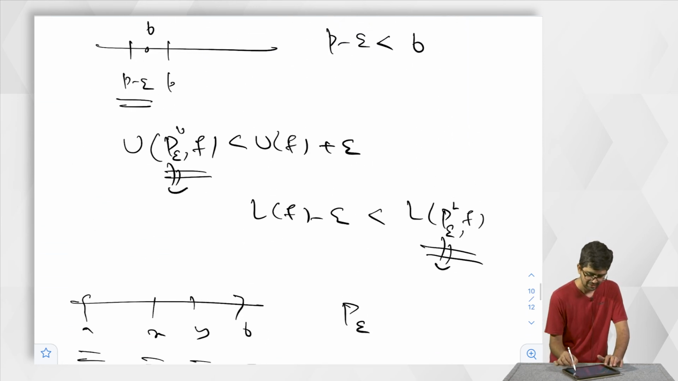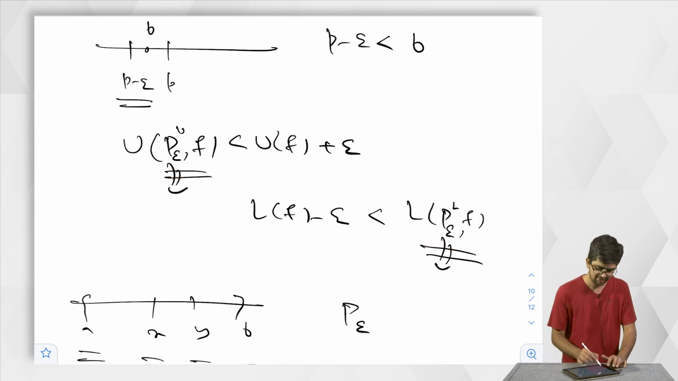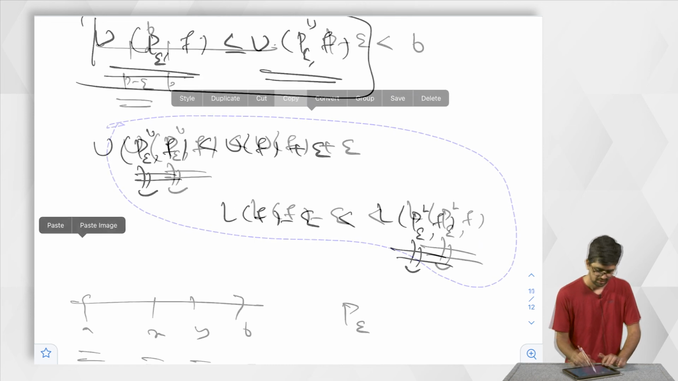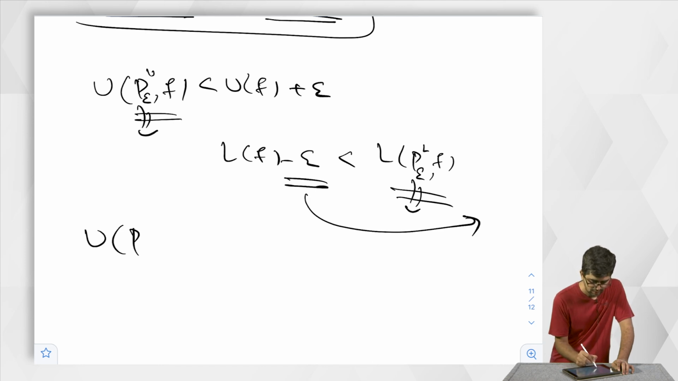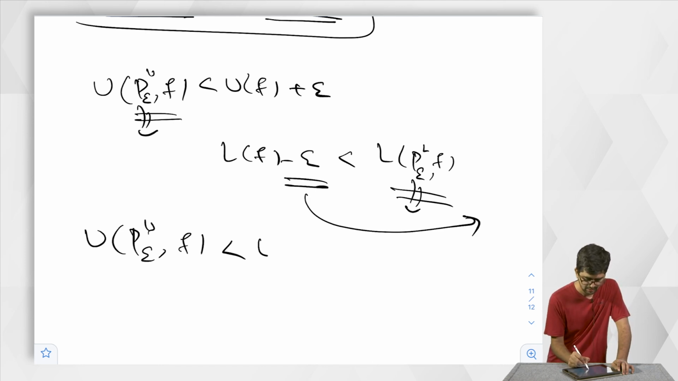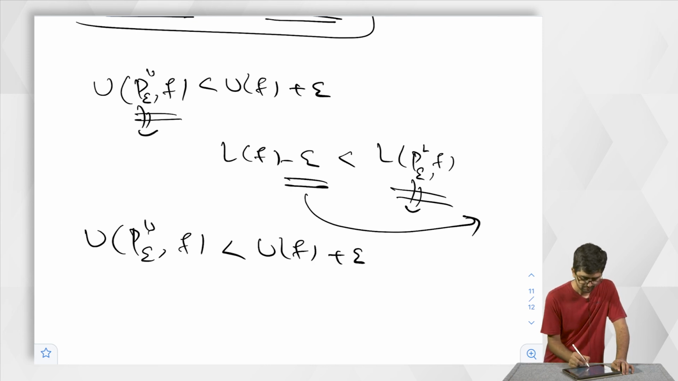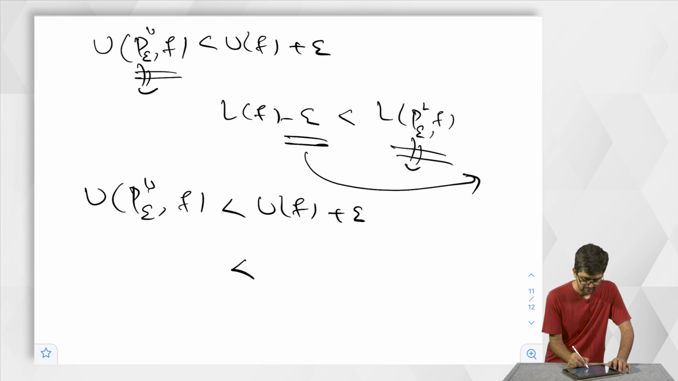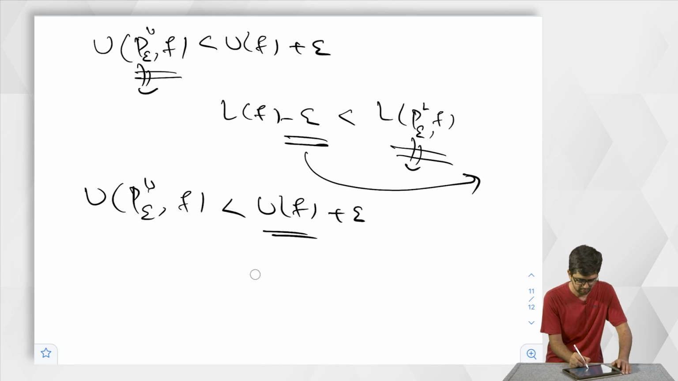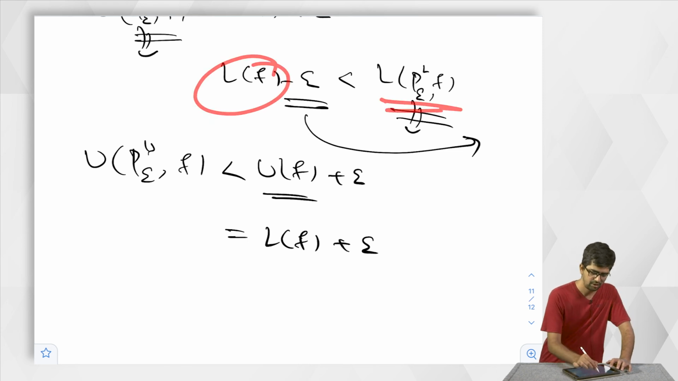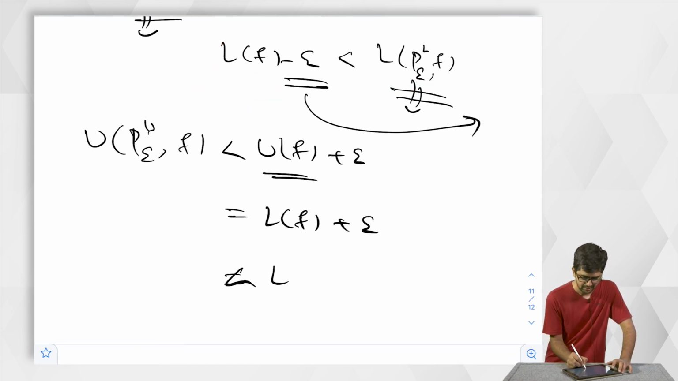Now, using these two, let us try to give some relation between this and this. So, let me first copy paste this. Now, observe that I can get rid of this to push it here. So, U(P_epsilon of U, F) is less than U(F) plus epsilon. See, U(F) is the same as L(F), because we are dealing with integrable functions. So, this is actually equal to L(F) plus epsilon. But L(F) is less than L(P_epsilon, F) plus epsilon. So, there is an extra epsilon. So, this is less than L(P_epsilon of L, F) plus 2 epsilon.